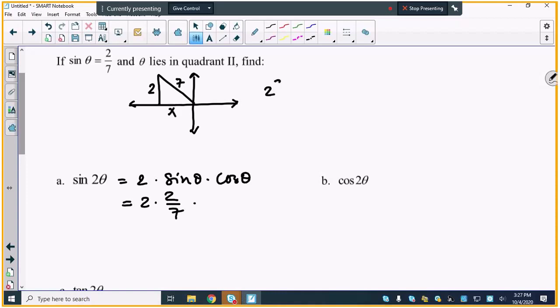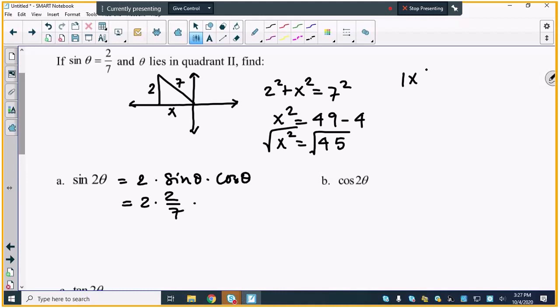So I can say 2 squared plus x squared is equal to 7 squared. That means x squared equal to 49 minus 4. So x squared equal to 45. And then I can take the square roots on both sides. So I get absolute value of x equal to square root of 45, which I can write as square root of 3 times 3 times 5. So 3 can come out, and absolute value of x will be 3 square root of 5.